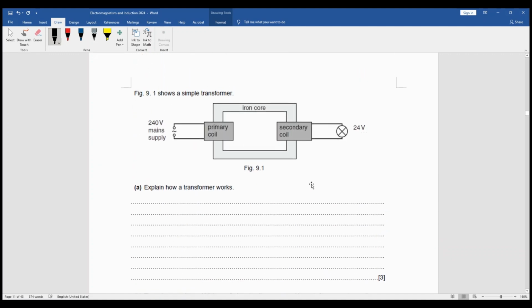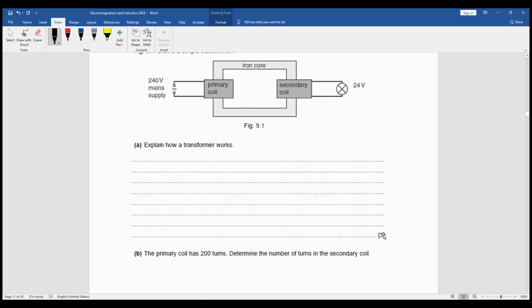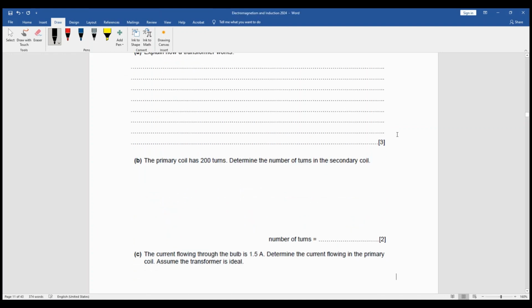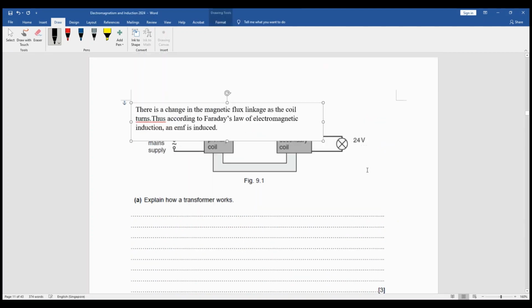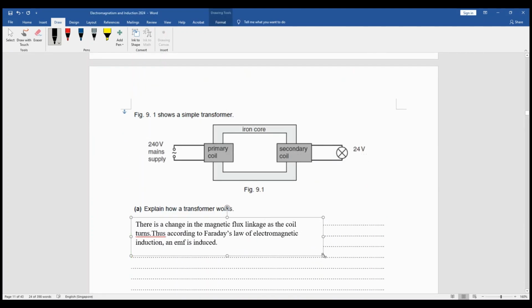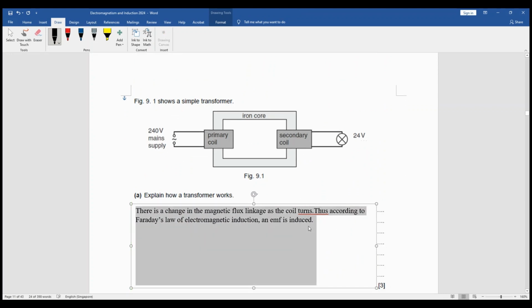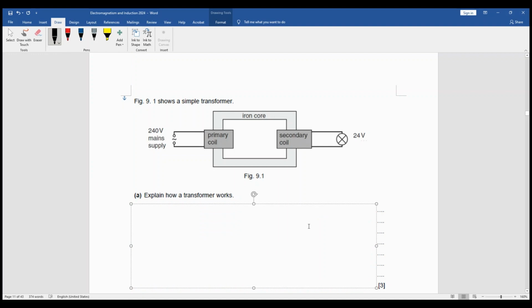Oh, a lot of transformer questions. Okay, so it's a simple transformer. Explain how a transformer works. Oh, I thought they would give me 5 marks. I don't know how to answer. Yeah, 3 marks is still okay. Okay, let's try. It's like writing an essay.